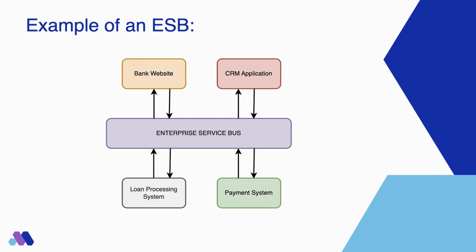In this scenario, ESB functions as the central hub for communication among different systems, handling message routing, data transformation, and orchestration. It ensures that all the systems are loosely coupled, meaning that changes to one system do not necessarily require changes to other systems.